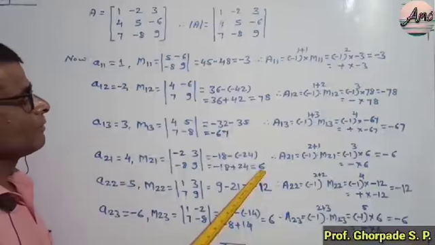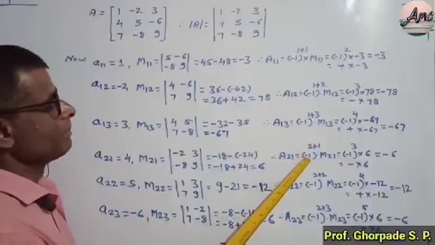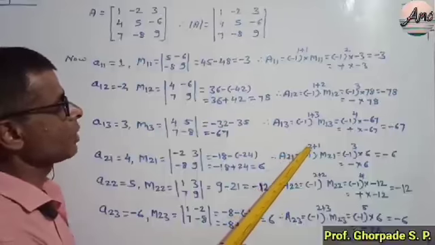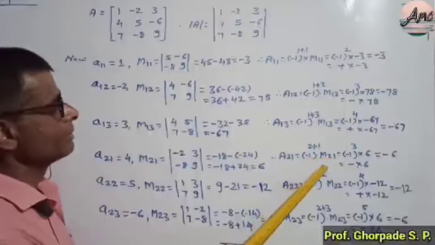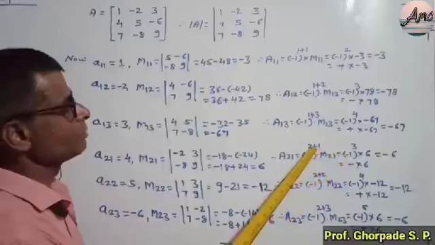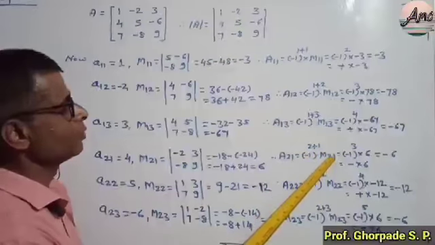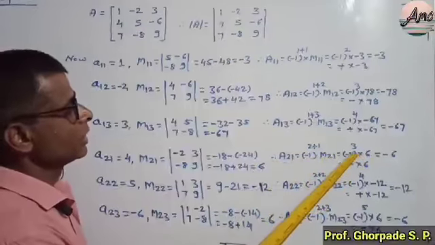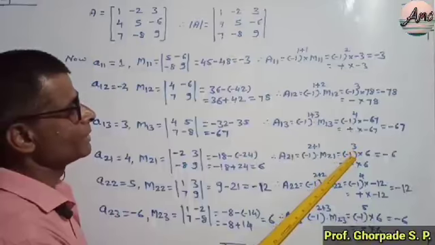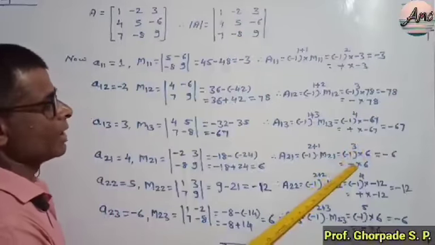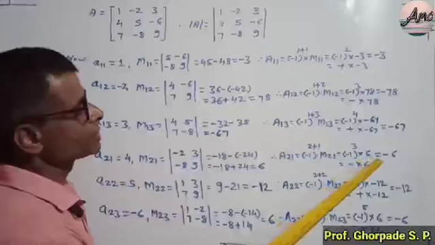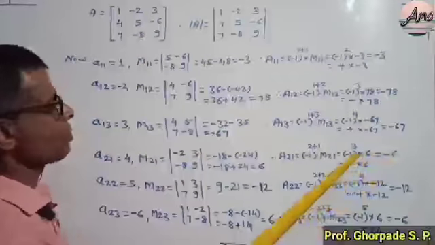Now its cofactor A21 is minus 1 to the power of row plus column, 2 plus 1, into M21. That is minus 1 to the power of 3, into M21, which is 6. So if the power of the negative term is odd, you will get a negative value. So minus into 6, minus 6. Minus 6 is the cofactor of this 4.